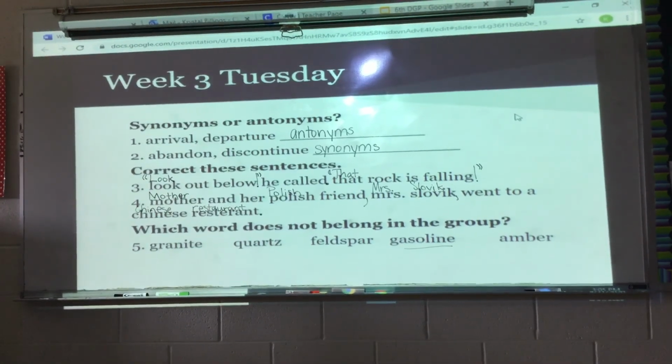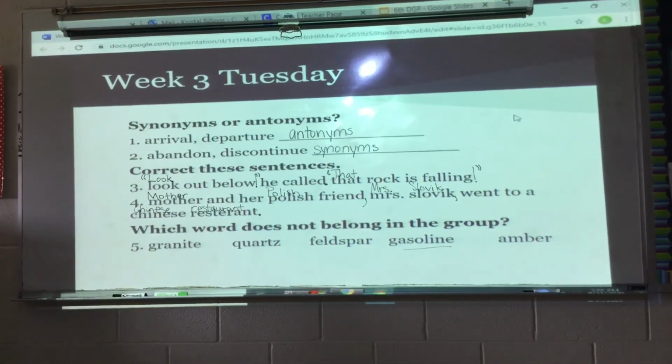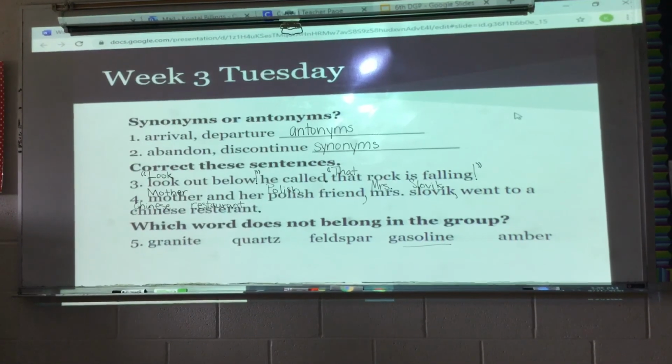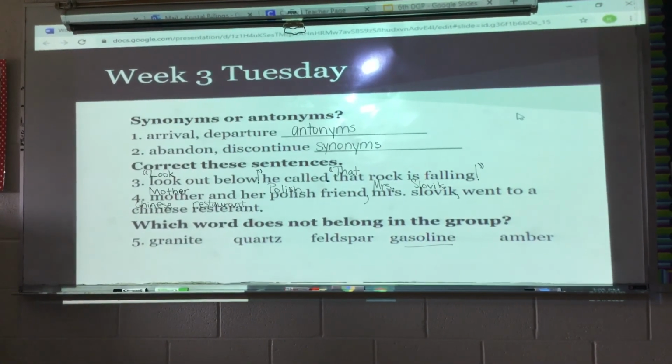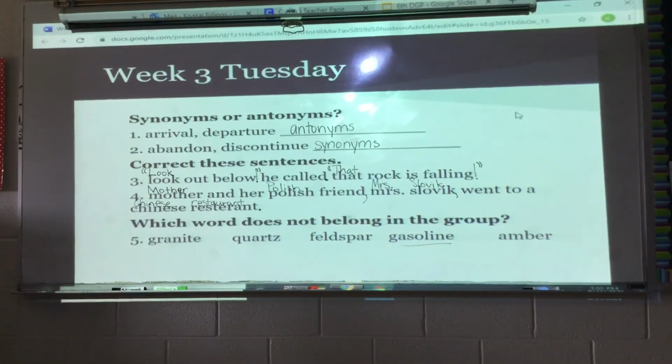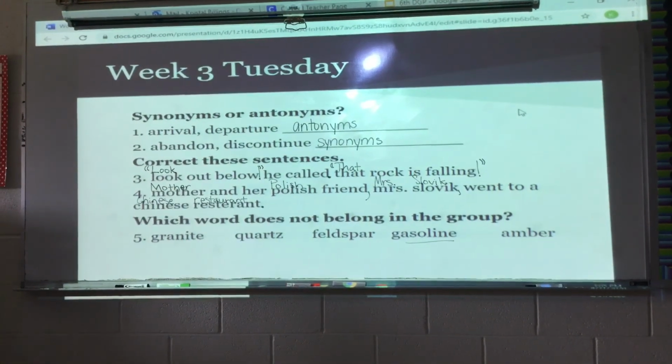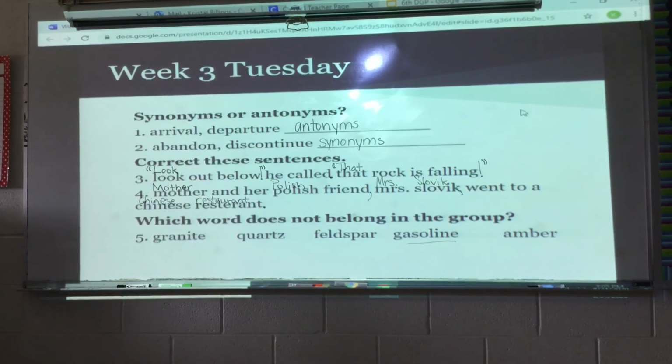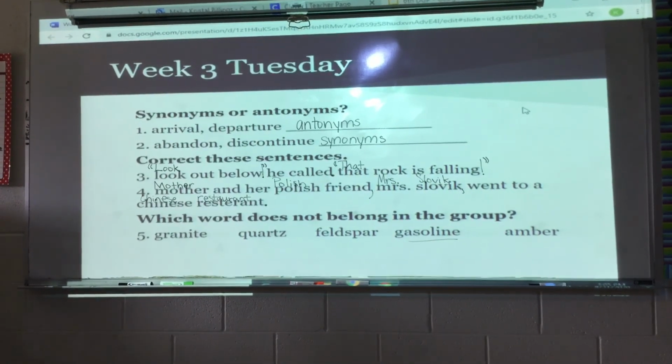Today we are looking at Week 3, Tuesday, Daily Language. The first two questions are asking if the pairs of words are synonyms or antonyms. The first one, arrival and departure, are antonyms because they have opposite meanings. Arrival means to come, departure means to go.